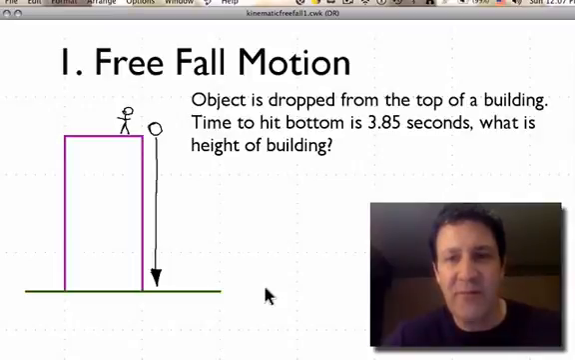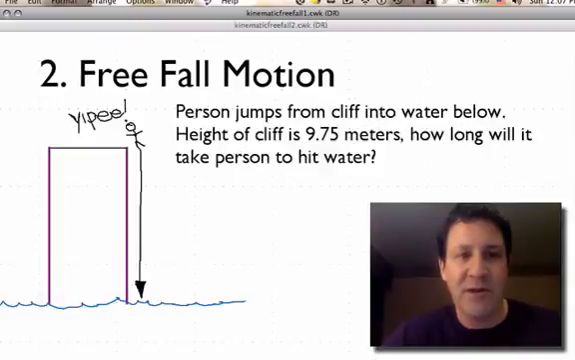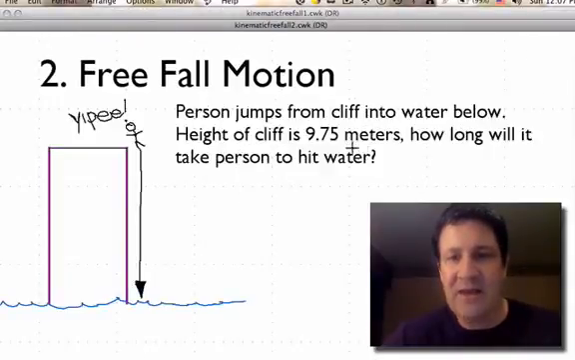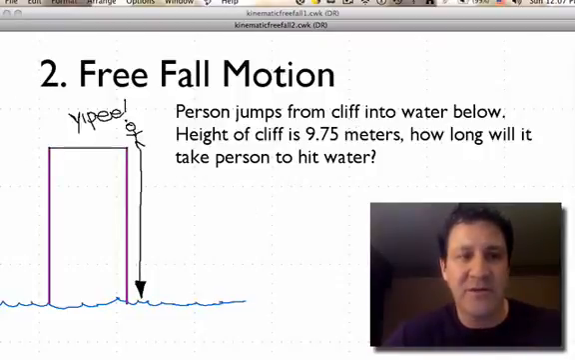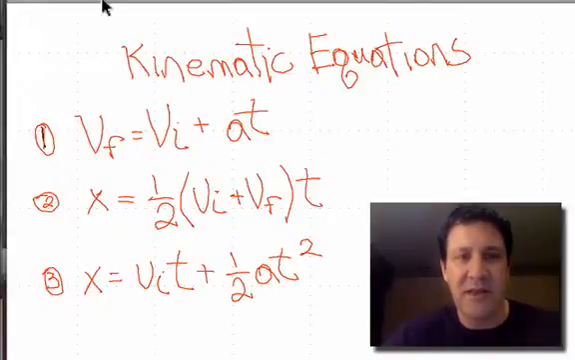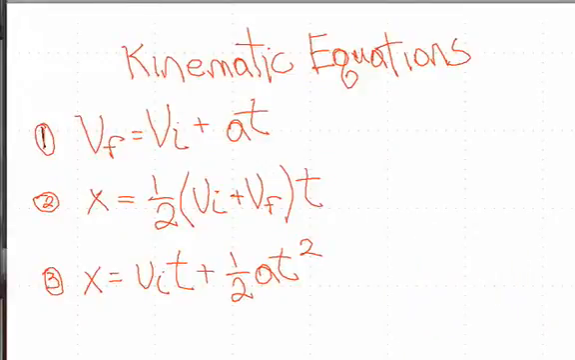There's two kinds of problems we'll solve. One is we know the time, and we want to know the height of the object, the time for it to fall. The other one is we know the height of the building, or the height the object is falling, and we want to know how long, the time. And of course, these are the equations that we'll use. These are our kinematic equations. All right, so let's go.